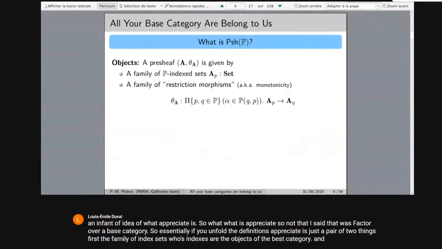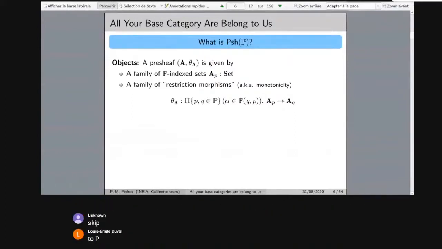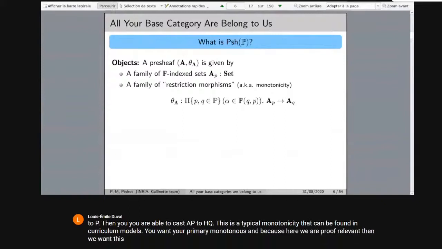And furthermore, a family of restriction morphisms that says that if you know that Q is below P, that means that there's a morphism from Q to P, then you're able to cast AP to AQ. This is the typical monotonicity that can be found in Kripke models. You want your type to be monotonous, and because here we're proof relevant, then we want this to make sense with stuff that is more than an order. We want to have a full category.